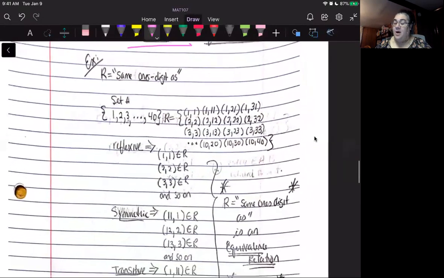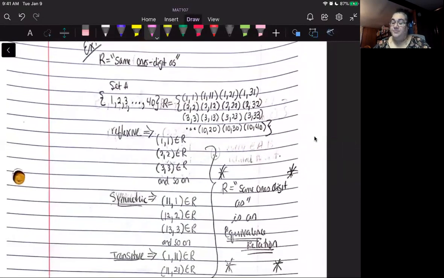Let's look at an example of an equivalence relation. So here's our example, okay? The relation we're looking at is same ones digit as. Now, this time I'm not going to take the cross product for you on the side before we pull out the elements from that cross product that do fit into the relation, because as you're going to see, it's a very large set, so we would take up a lot of space. But the set we're looking at is right here, set A, that contains all the numbers from 1 to 40.